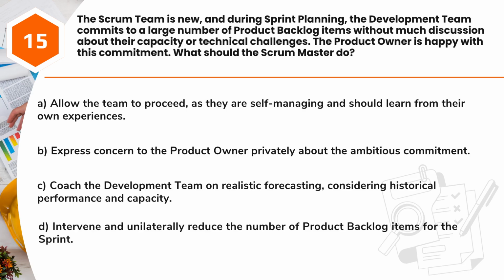A. Allow the team to proceed, as they are self-managing and should learn from their own experiences. B. Express concern to the product owner privately about the ambitious commitment. C. Coach the development team on realistic forecasting, considering historical performance and capacity. D. Intervene and unilaterally reduce the number of product backlog items for the sprint.